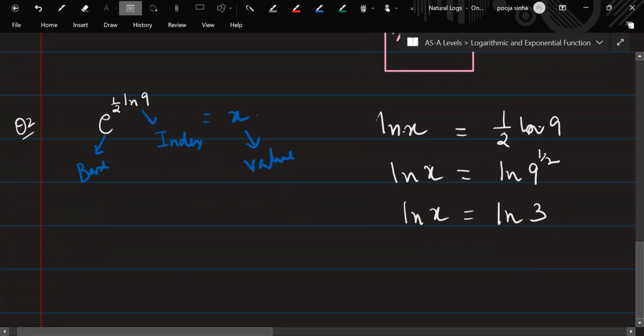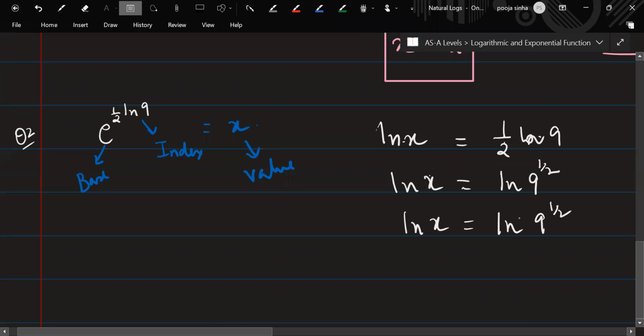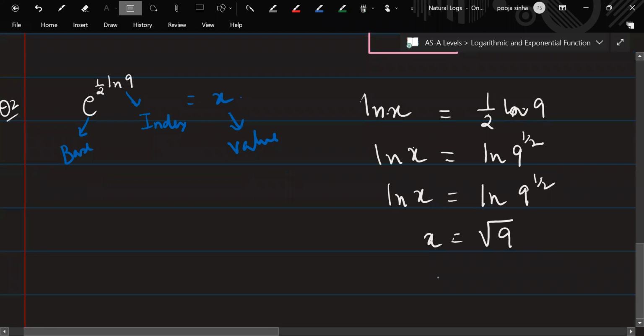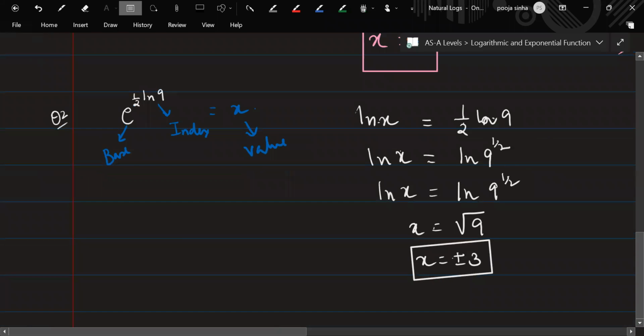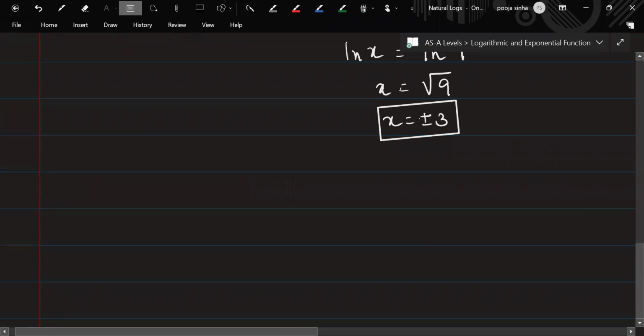So we don't have to use a calculator at all. In these questions you will not. So this one is becoming 1/2. ln will get cancelled. So x is equal to under root of 9. So finally, x is equal to plus minus 3. These are two answers, plus minus, because it's root 9, right? ठीक है ना? Clear हुआ? Okay. Next question.